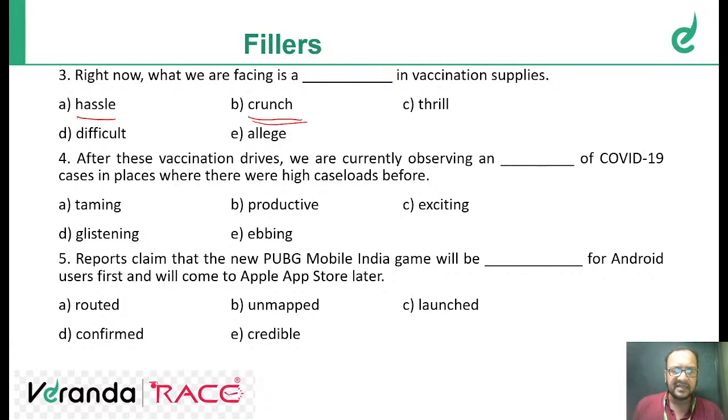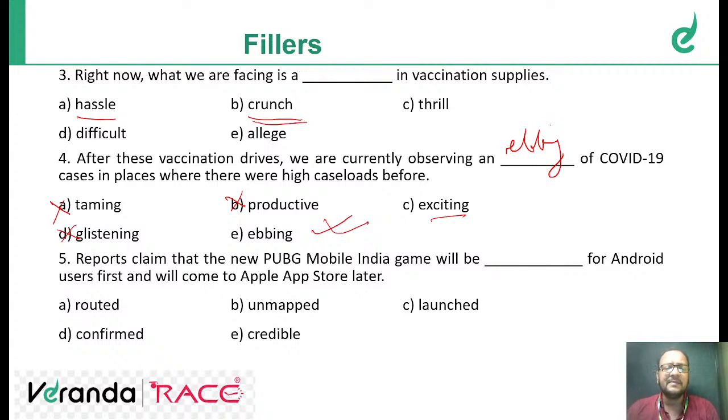So productive, taming, glistening cannot be the answer. These all are eliminated because an should be followed by a word that has a vowel sound. So exciting or ebbing. Observing a dash of COVID-19 cases. So exciting is not the correct answer. And ebbing. Ebbing means decline, decaying. So ebbing is the correct answer over here. So we are observing an ebbing of COVID-19 cases.